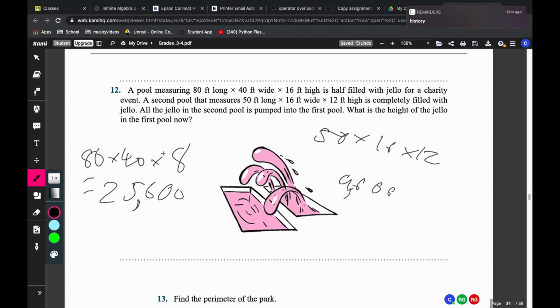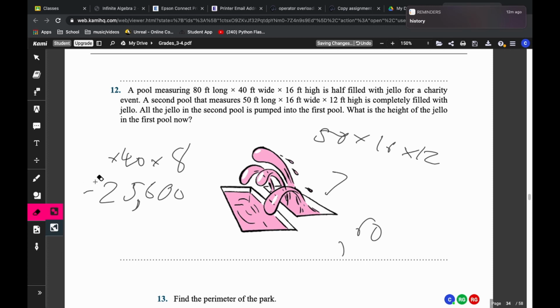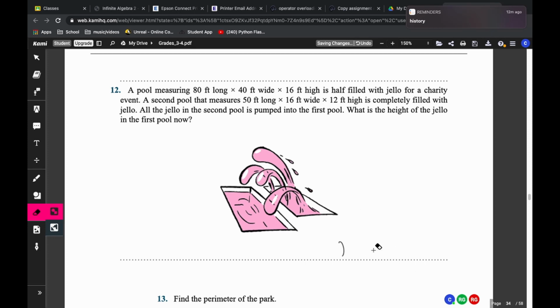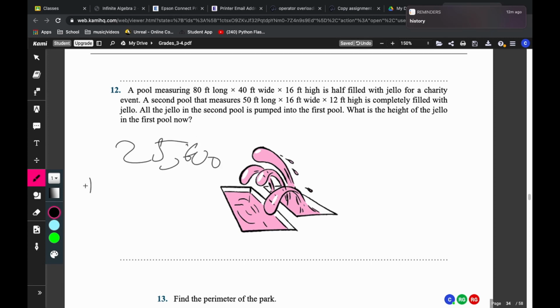So now what we would do is add everything. Can't I just erase it? This will take a long time. All right. So what we would do is 25,600 plus 9,600, and we would get 35,200.